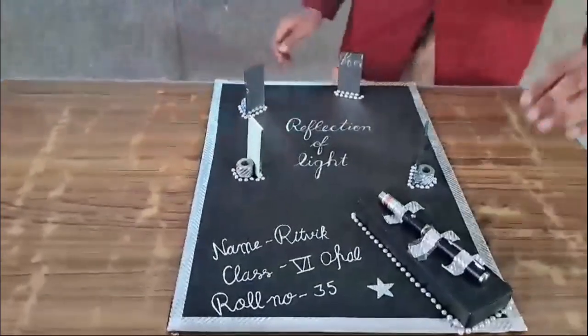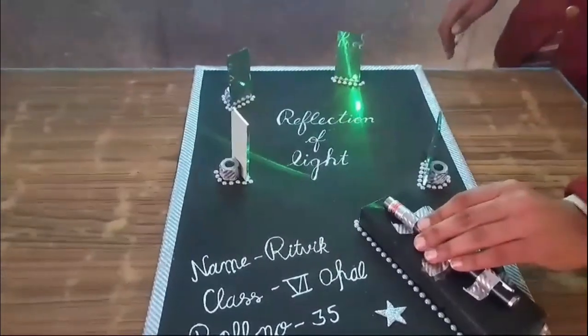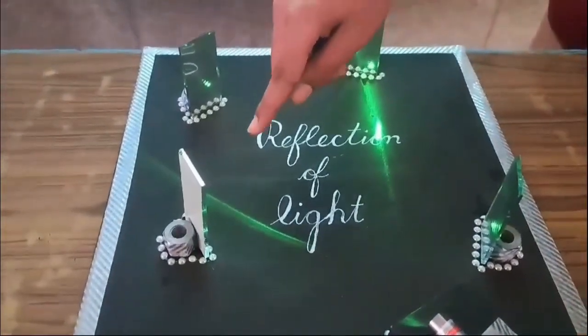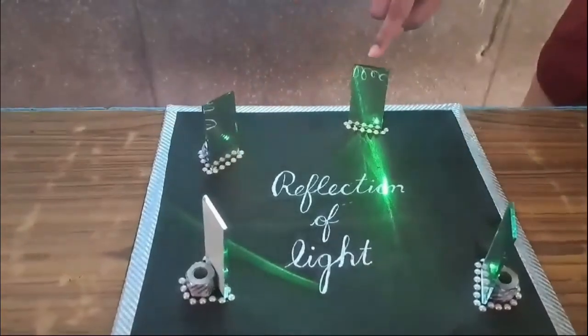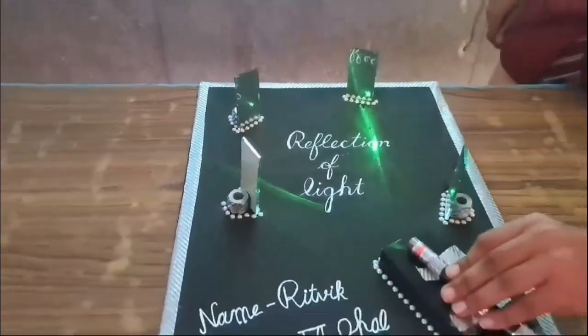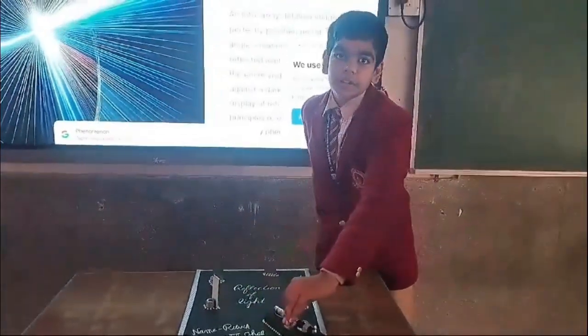As you can see in the model, when light falls on mirror 1, it goes to mirror 2, and then mirror 2 reflects it to mirror 3, and mirror 3 to mirror 4, and mirror 4 reflects the light to the laser light, and it makes a star shape as you can see in the project.